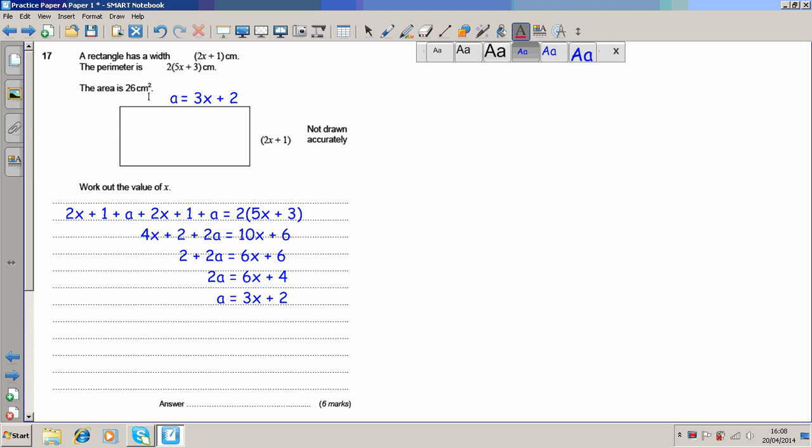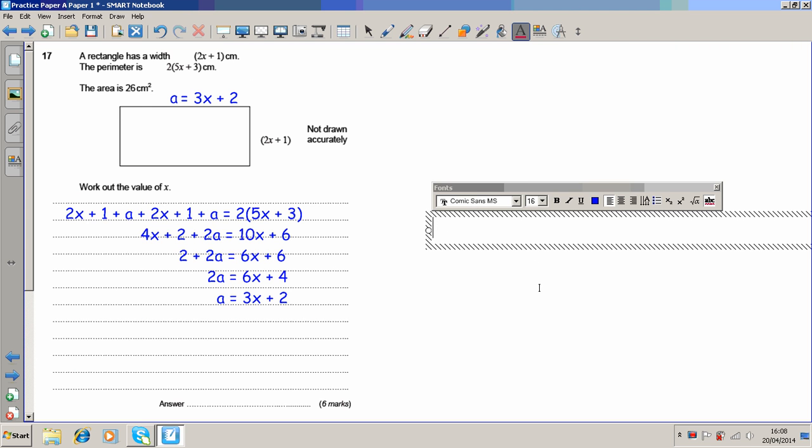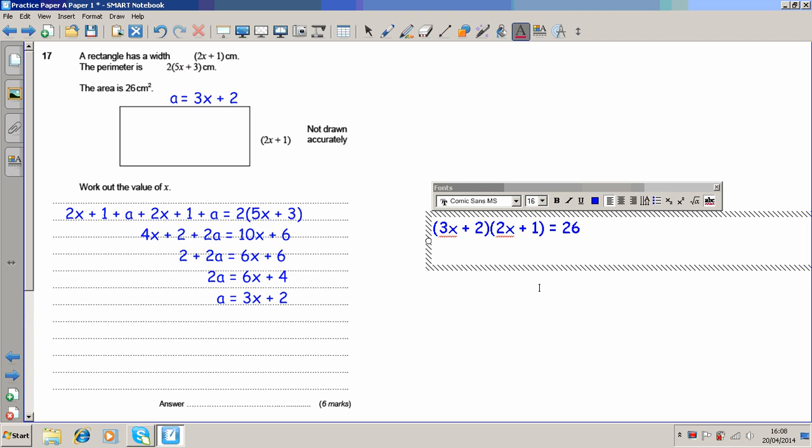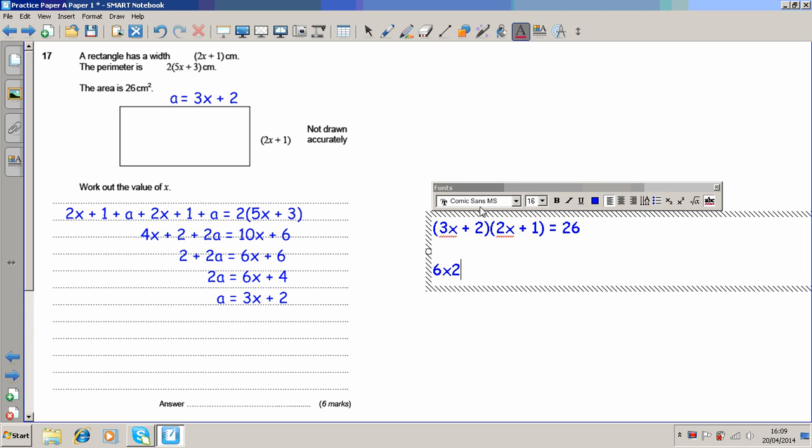Now then, back to the area one. The area means that this length times that length equals 26. In other words, 3x plus 2 multiplied by 2x plus 1 is equal to 26. So how can I solve that? I'm going to expand the brackets first, so 3x times 2x is 6x squared. 3x times 1 is 3x, 2 times 2x is 4x, and 1 times 2 is 2, which is equal to 26.